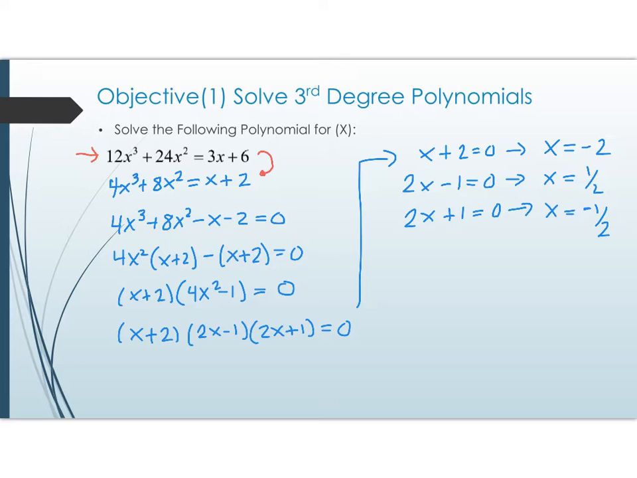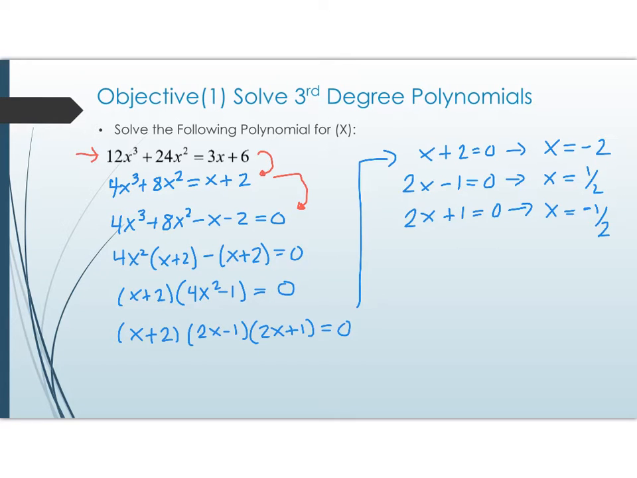Now we use the zero principle. We bring everything over to one side of the equation and set it equal to 0. The reason we do the zero principle is so that if we can factor, then we can set the factors equal to 0 to solve. So when we do that, we get 4x cubed plus 8x squared minus x minus 2 is equal to 0.